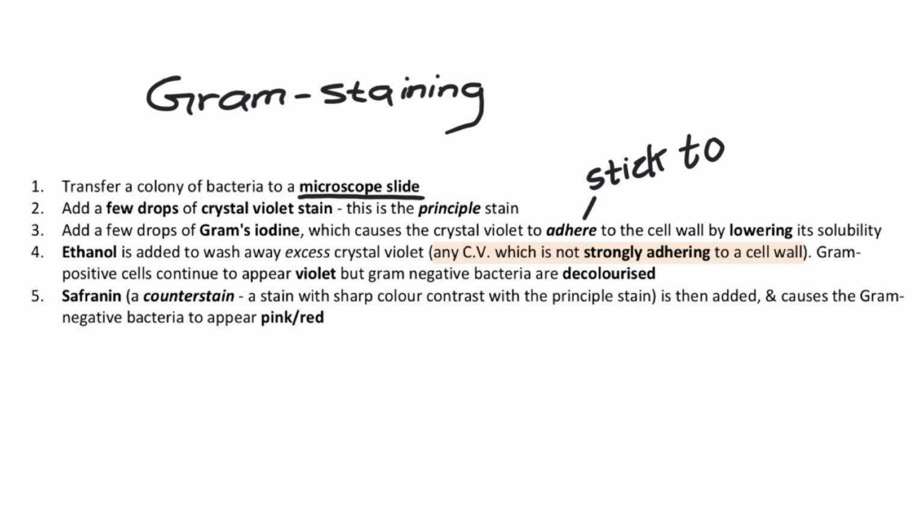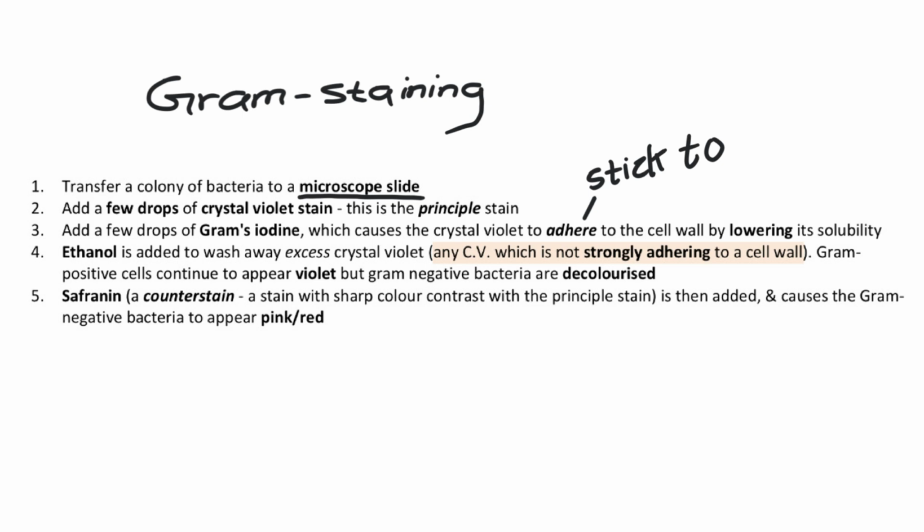Now, here is where I want you to recall the difference between a gram-positive and gram-negative bacteria. You remember that gram-positive bacteria have a very thick cell wall. They have a very thick layer of peptidoglycan, whereas gram-negative bacteria have a very thin layer of peptidoglycan. They have a very thin cell wall. So what happens next is that ethanol is then added to wash away crystal violet, which is not strongly adhering to a cell wall. So in gram-negative bacteria, since the cell wall is so thin, it is unable to retain as much crystal violet, and this crystal violet is easily washed away by the ethanol.